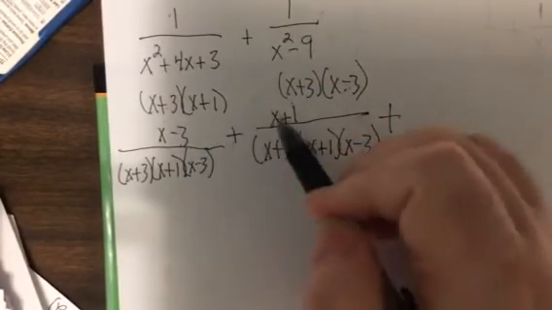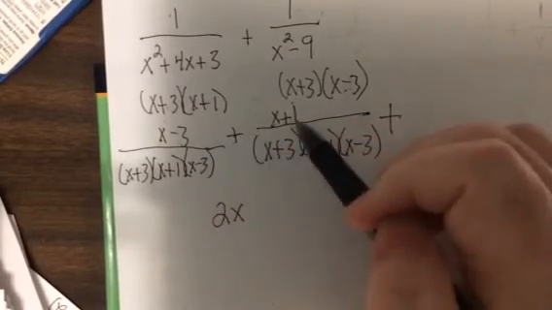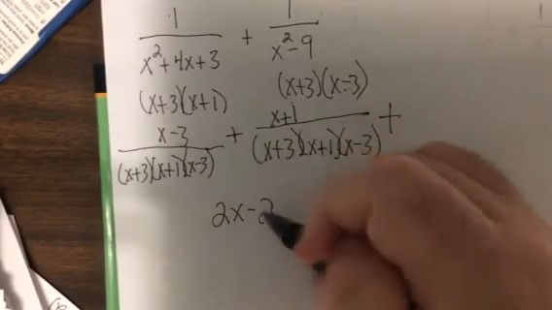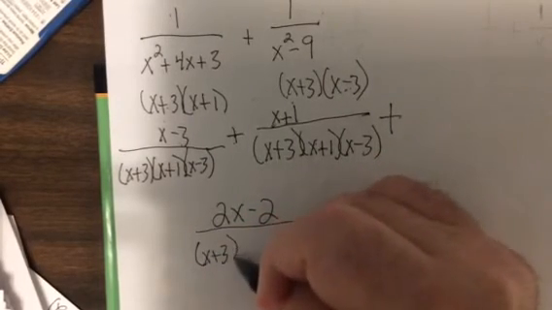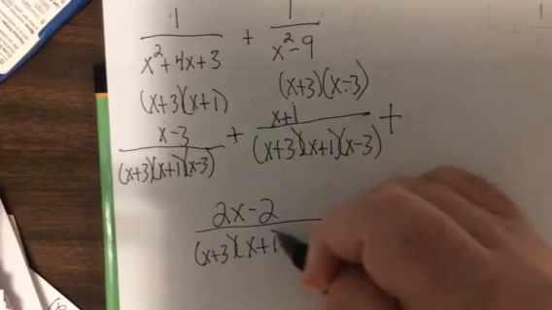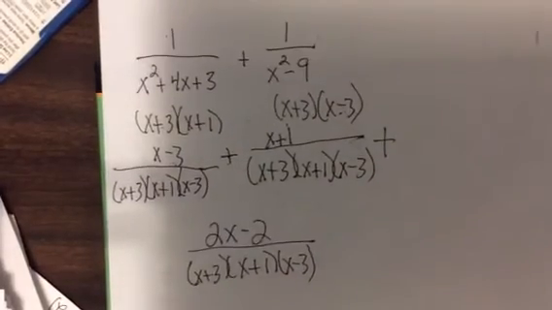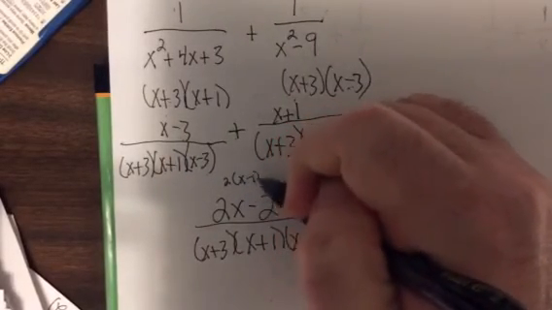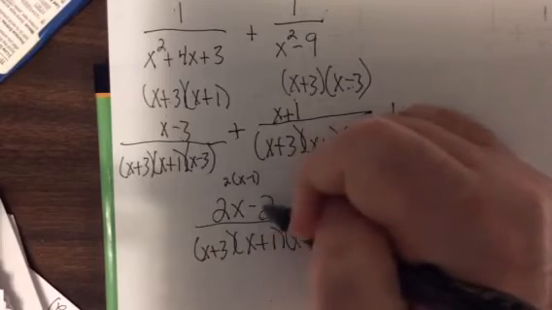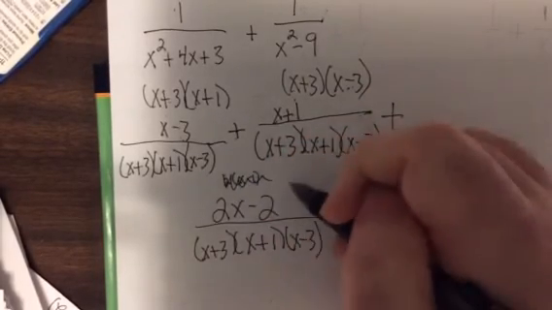So x plus x is 2x. Minus 3 plus 1 is minus 2. Over, holy cheese, x plus 3, x plus 1, x minus 3. Now, we could factor a 2 out and see if anything cancels, because there's a 2 common to both, but nothing cancels, so we leave it alone.